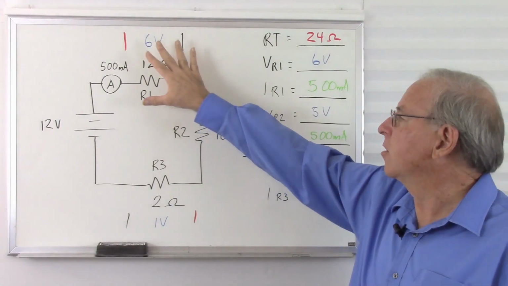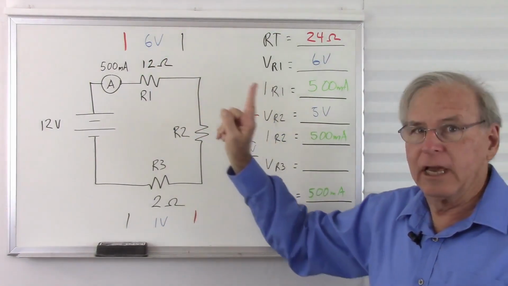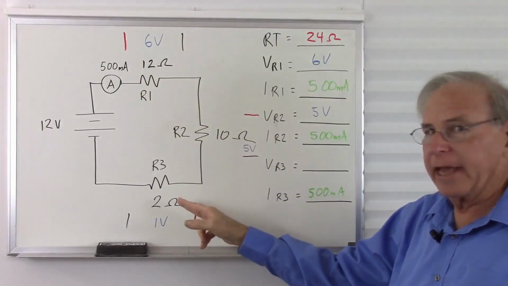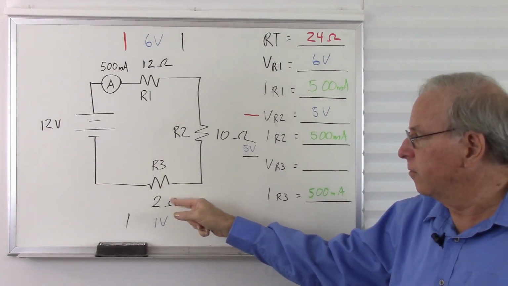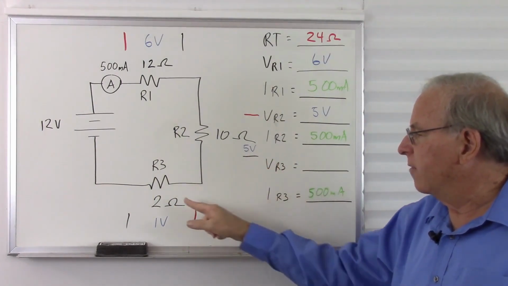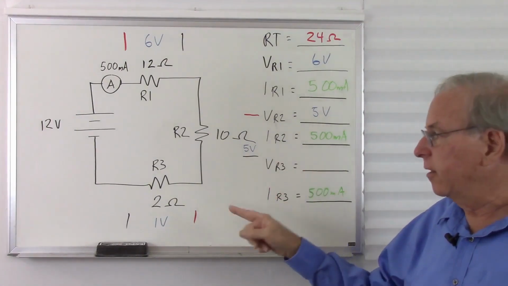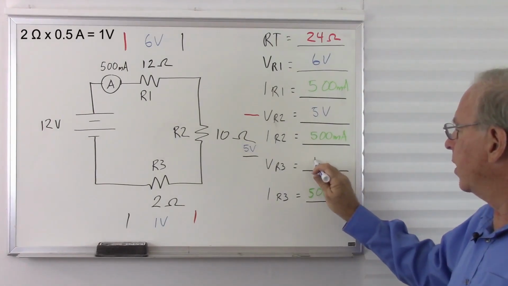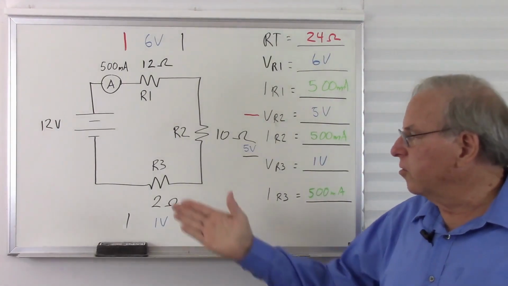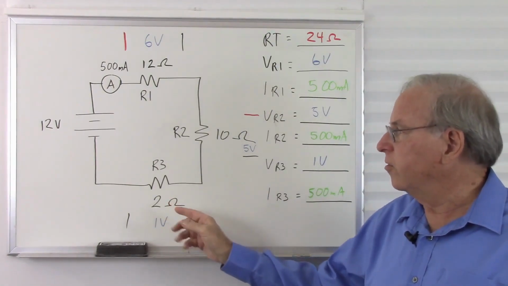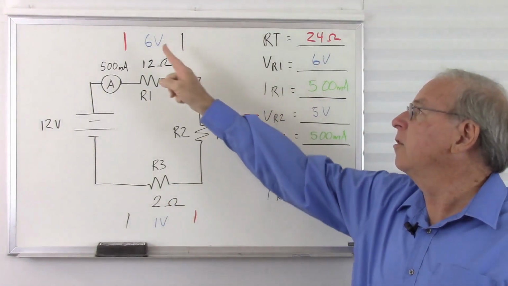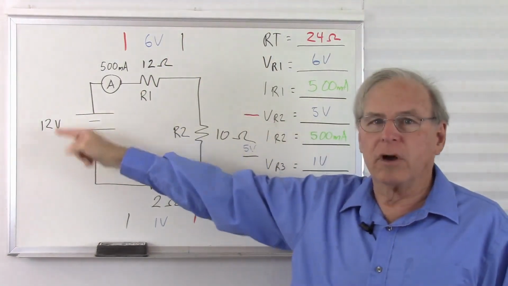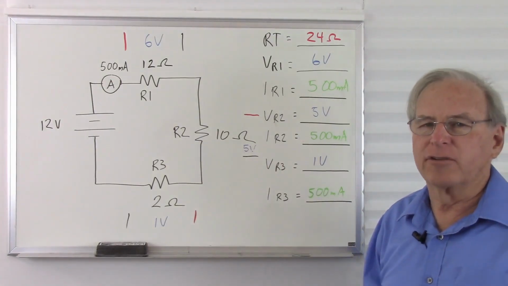So does that add up? 6 volts plus 5 volts plus 1 volt equals 12 volts. Let's use Ohm's law to confirm that. We have 500 milliamps, or 1/2 of an amp, flowing through the resistor, and we have 2 ohms, so we multiply those together to get the voltage. So 2 times 0.5 equals 1. So there is our 1 volt. So using Ohm's law to confirm it, we see there's 1 volt across this resistor, 5 volts across this resistor, 6 volts across that resistor, and 6 plus 5 plus 1 adds up to 12. Kirchhoff's voltage law is satisfied.